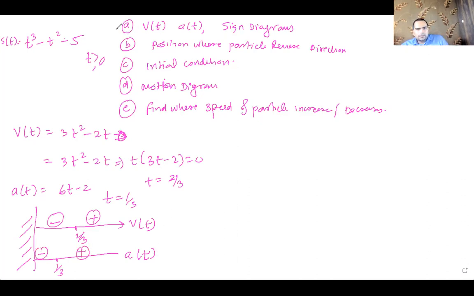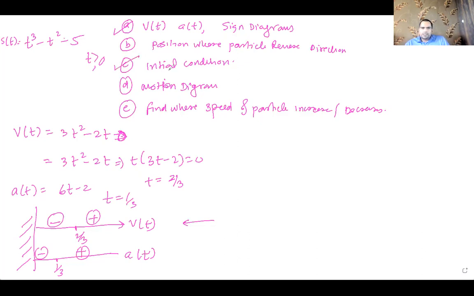So the interpretation of this is that between 0 and 2/3, the particle is moving to the left, and after 2/3, it is moving to the right. Between 0 and 1/3, the particle's velocity is decreasing, and after 1/3, the particle's velocity is increasing. When you look at the acceleration sign diagram, if acceleration is positive, velocity is increasing. If acceleration is negative, velocity is decreasing. But we can't say speed increases or decreases according to the acceleration sign diagram. I'll come to that because that's our last point here.